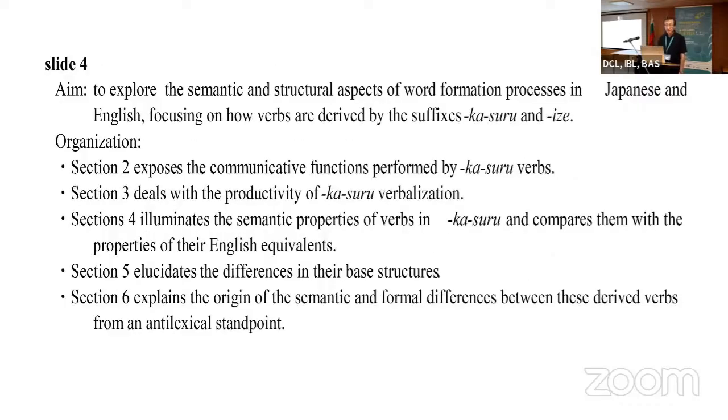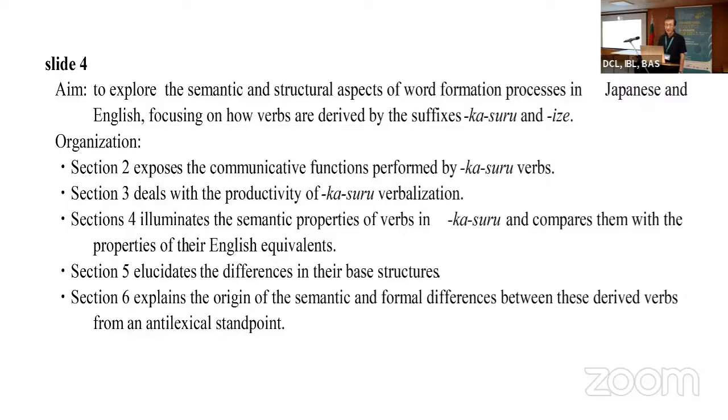The aim of this presentation is to explore the semantic and structural aspects of word formation processes in Japanese and English, focusing on how verbs are derived by the suffixes kasuru and eyes. The organization is as follows. Section 2 exposes the communicative functions performed by kasuru verbs. Section 3 deals with the productivity of kasuru verbalization.